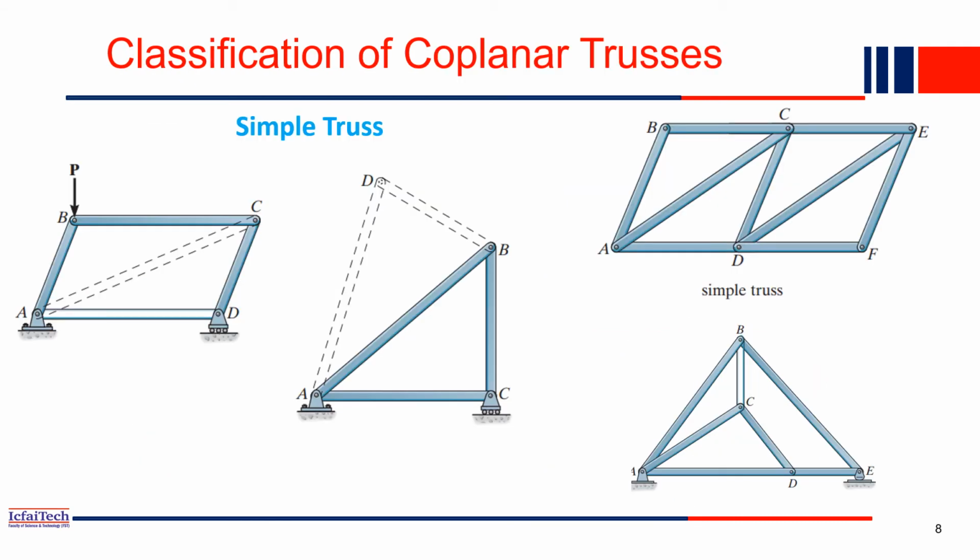Now, the classification of coplanar trusses. How can you construct a truss? We have a very simple truss. A simple truss means a triangular shape structure, where you connect three bolted members in a triangular shape. This is the simplest structure of a truss. Then you add one point and add two bars. Like that you increase the total shape of the truss. That's how we construct trusses.